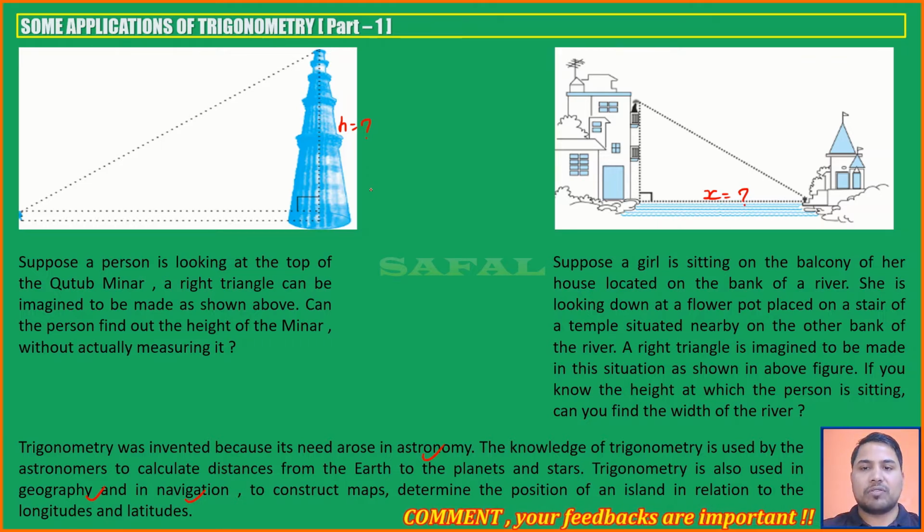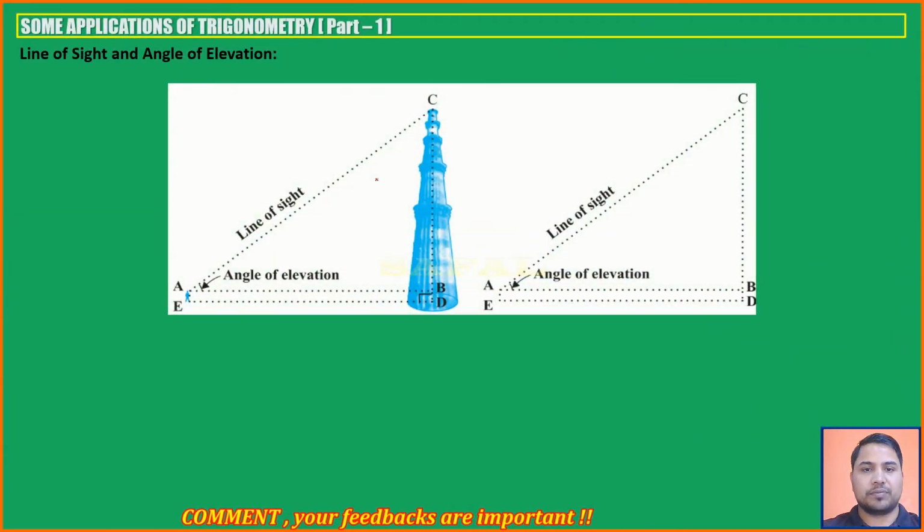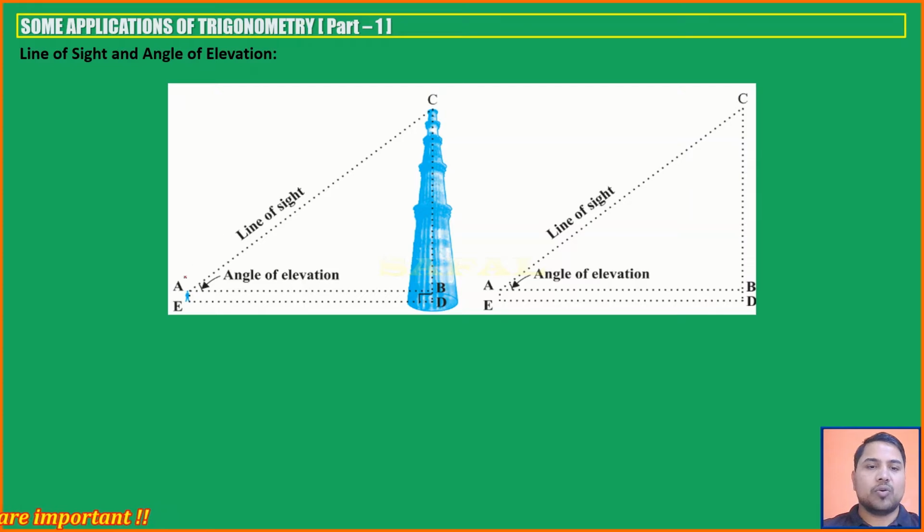So before we solve some real life problems, we need to understand terminologies. Let us understand the terminologies used in this chapter. The first terminology we have is line of sight and angle of elevation. The same situation what we saw just before, I have taken. The person is standing in front of the Qutub Minar. Now the person is looking at the peak of Qutub Minar, which is point C.